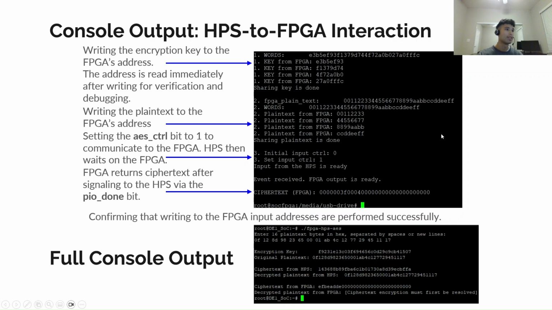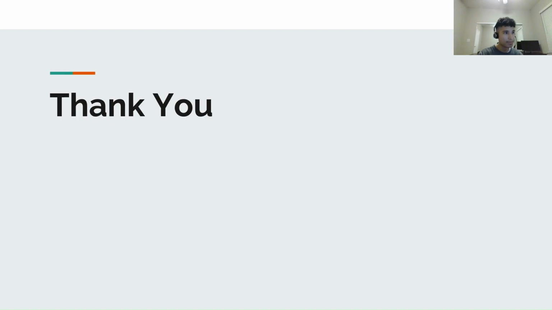So the above screenshot confirms that we can write to the FPGA, and the bottom screenshot confirms that we can read from it. So the system is working as intended, with the exception of the actual intercommunication that will kick off the process. But otherwise, the individual components are working successfully.